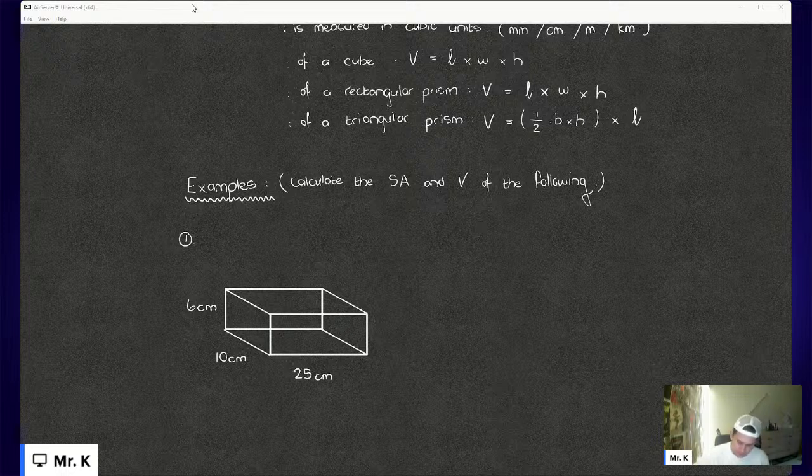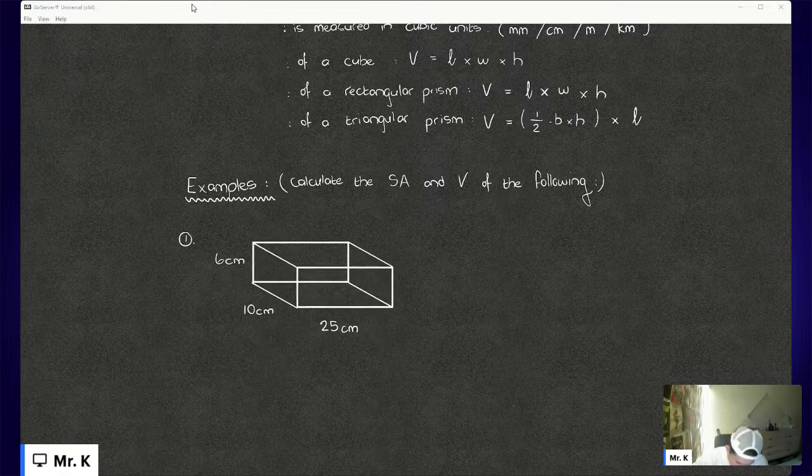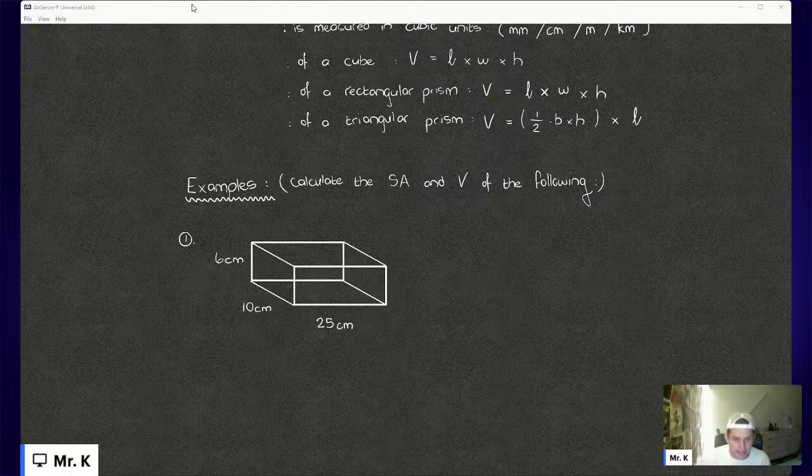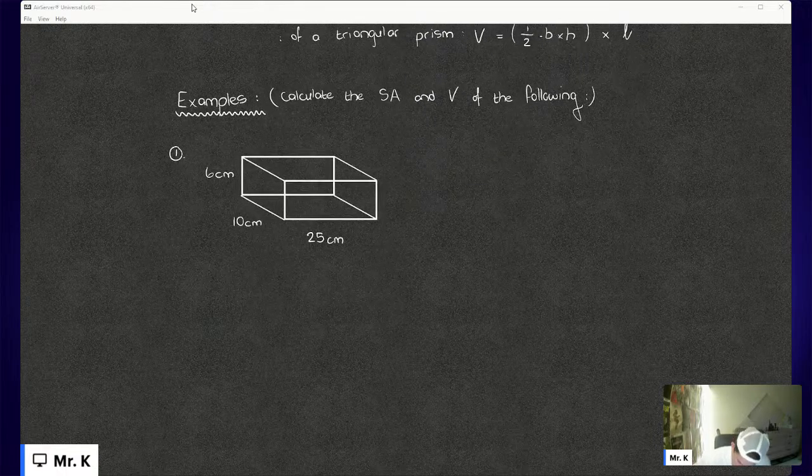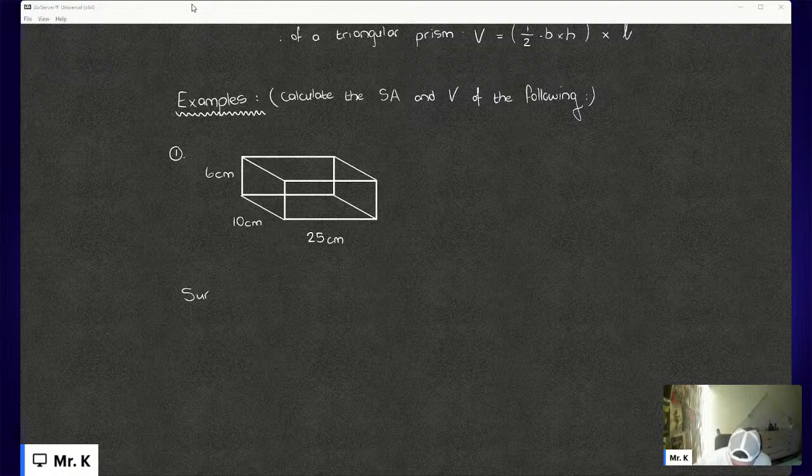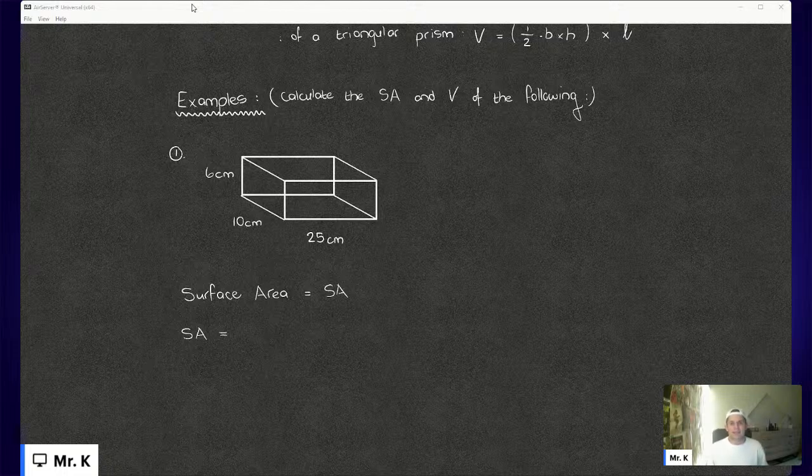Okay, so we now have our shape over here, and we're going to need to calculate the surface area first. How do we do this? We're going to start our calculation by simply saying that surface area is equal to SA. Now, before I go ahead and just start writing a bunch of information, what is surface area, grade 7s? Surface area is the total area of all of the faces of a 3D shape.